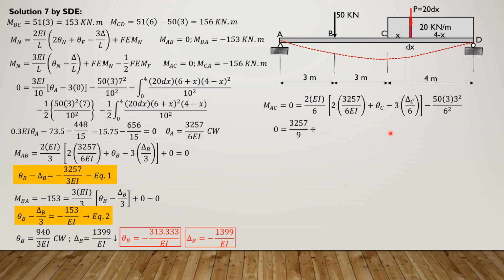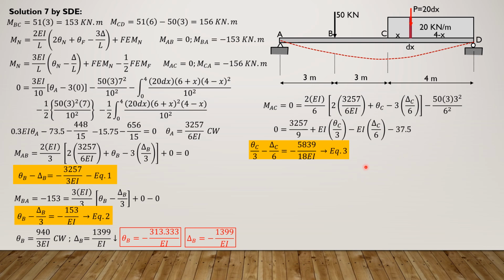theta C over 3. Simplify first. Distribute this 2 over 6. So we have 3257 over 9 plus EI theta C over 3 minus EI delta C over 6. Because this is 1/3, distribute, so delta C over 6 minus 37.5. Simplifying, we have theta C over 3 minus delta C over 6 equals negative 5839 over 18 EI.